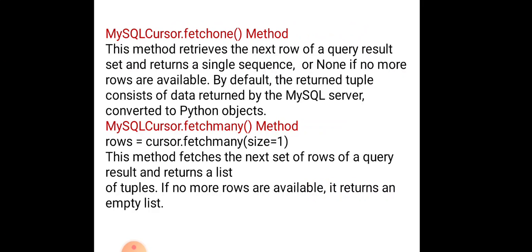Now next is the fetchone method. This method retrieves the next row of a query result set and returns a single sequence, or None if no more rows are available. By default, the returned tuple consists of data returned by the MySQL server converted to Python objects. And next is the fetchmany method. This method fetches the next set of rows of a query result and returns a list of tuples. If no more rows are available, it returns an empty list.